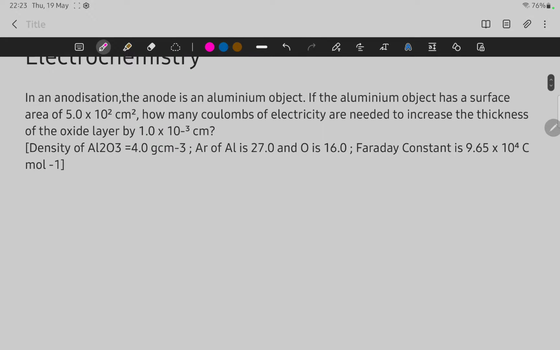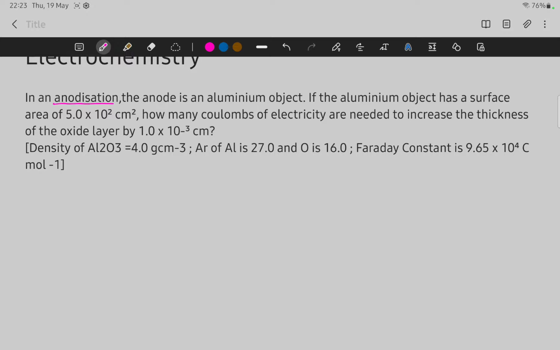In an anodization, they're talking about anodization. Anodization is a very famous one in your question papers, where they will keep asking you in a different manner, like how many coulombs of charge are being used to do the anodization. Some questions even ask you to calculate the thickness of the oxide layer that is being added. This is kind of famous, right?